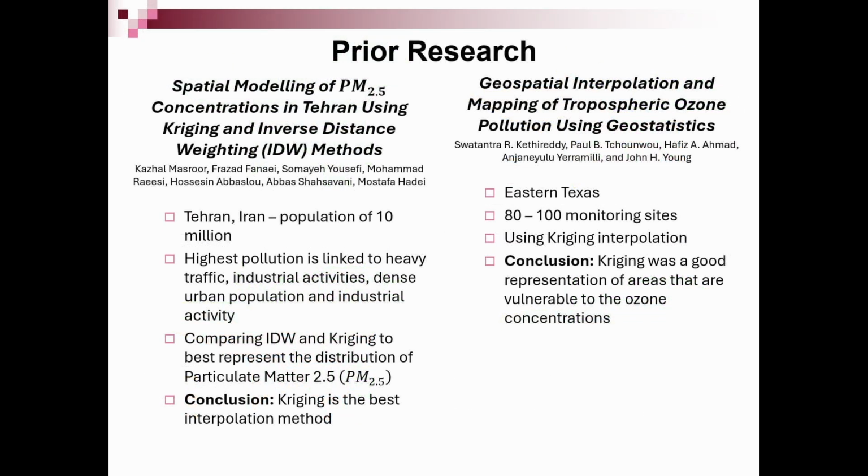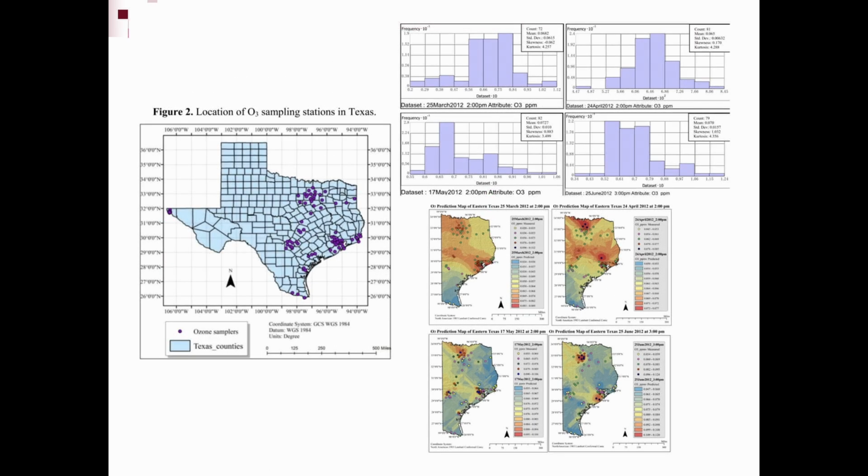So another prior research was using spatial modeling for mapping tropospheric ozone in eastern Texas. So there are approximately 100 monitoring sites in Texas, and they are sparsely located across the state. But this study specifically focused on eastern Texas, as eastern Texas houses the majority of those urban populations.